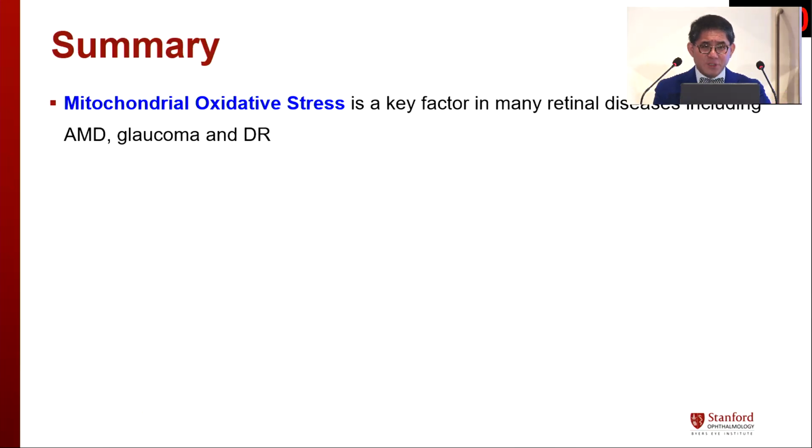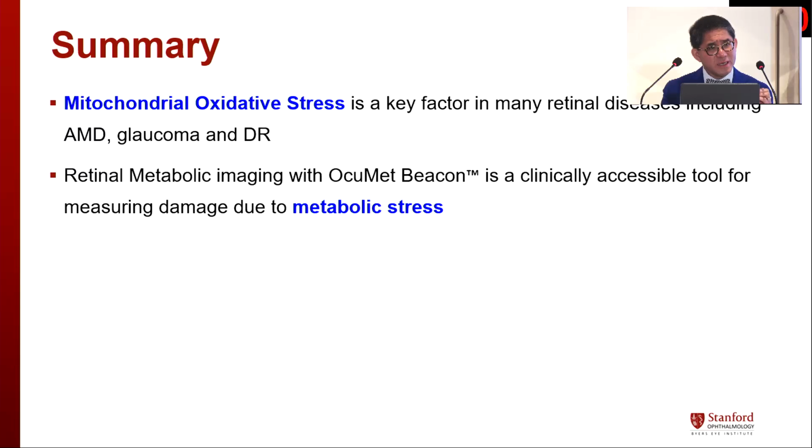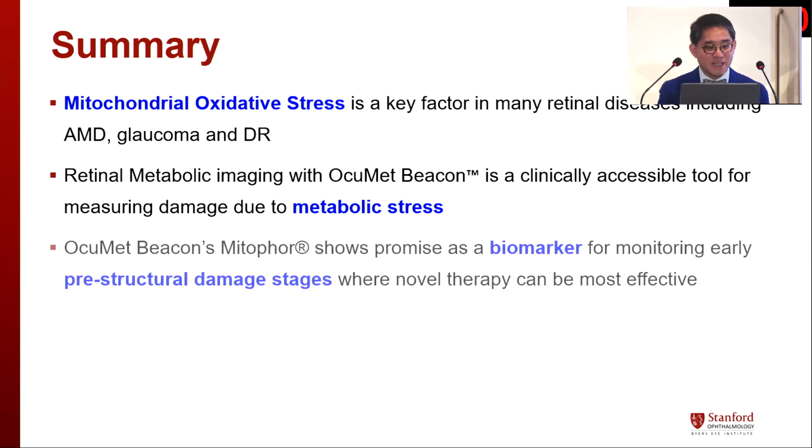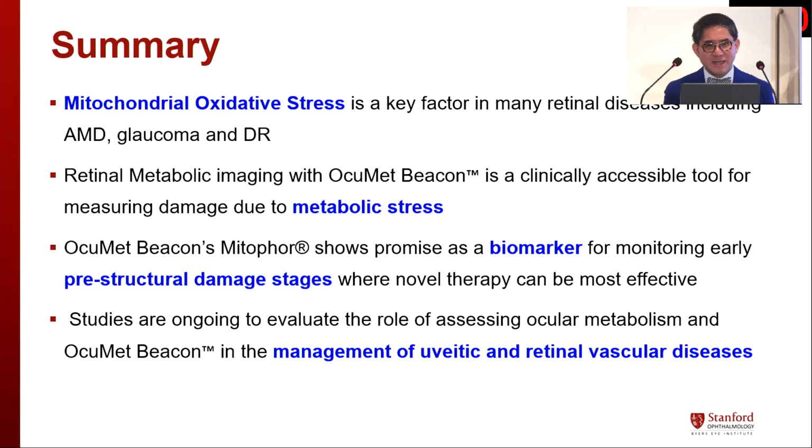So in summary, what I've shown you is a new concept, at least for the field of uveitis, that looks at mitochondrial oxidative stress, which is a key factor in many retinal diseases, including AMD, glaucoma, and diabetic retinopathy. In this case, using this new technology, we are measuring damage due to metabolic stress. Our diseases certainly have pre-structural damage. So finally, we want to find out whether this technology can help us manage our patients with vascular disease better or not. I do know we have a little bit of time, so that's why I'm taking a little longer, but we will make sure we finish on time.